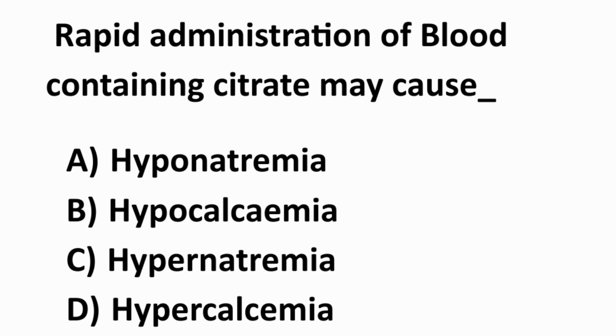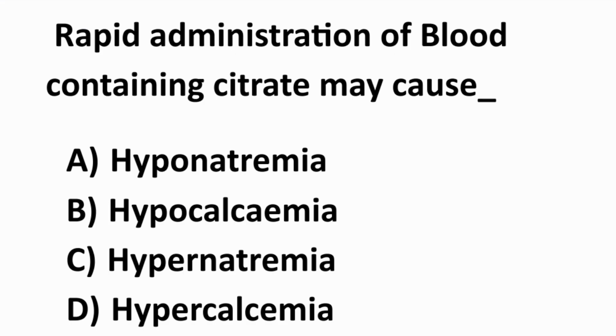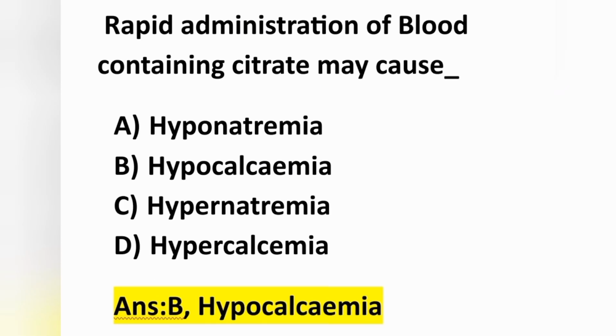Friends, in this video we can discuss some important questions for coming exam. First question we can see, a rapid administration of blood containing citrate may cause. Options are option A hyponatremia, option B hypocalcemia, option C hypernatremia and option D hypercalcemia. Correct answer is option B hypocalcemia. Rapid fast administration of blood containing citrate content may cause hypocalcemia.